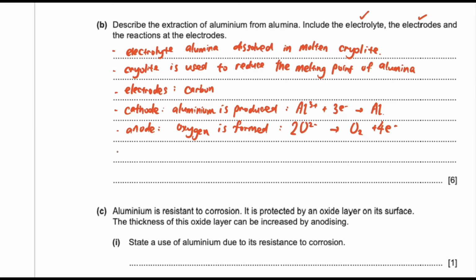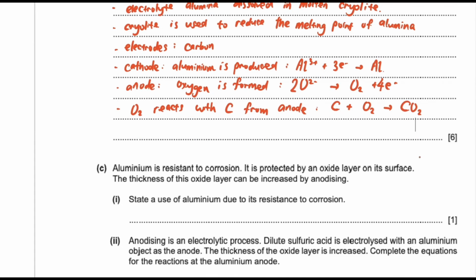So we have to put in the last point saying that the oxygen will react with the carbon to form carbon dioxide. Okay, so we have oxygen reacts with carbon from the anode, and then carbon plus oxygen become carbon dioxide. So that is the extraction of aluminium.